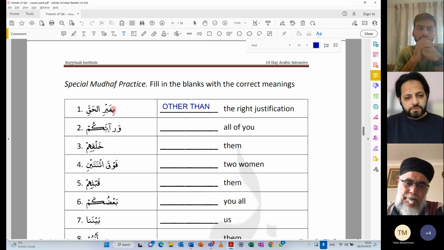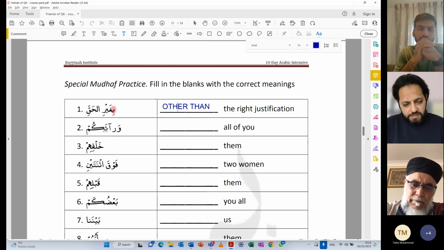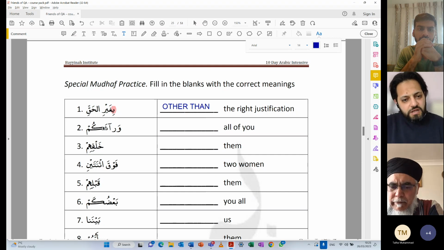Okay? The next one is wara'a. Wara'a is far behind. And the pronoun kum is all of you, the attached version. And why is it the attached version? Because wara'a is a special mudaf, and it must always come as a mudaf. When it comes as a mudaf, it needs a mudaf ilay. And when you put a pronoun as a mudaf ilay, you put the attached form of that pronoun.